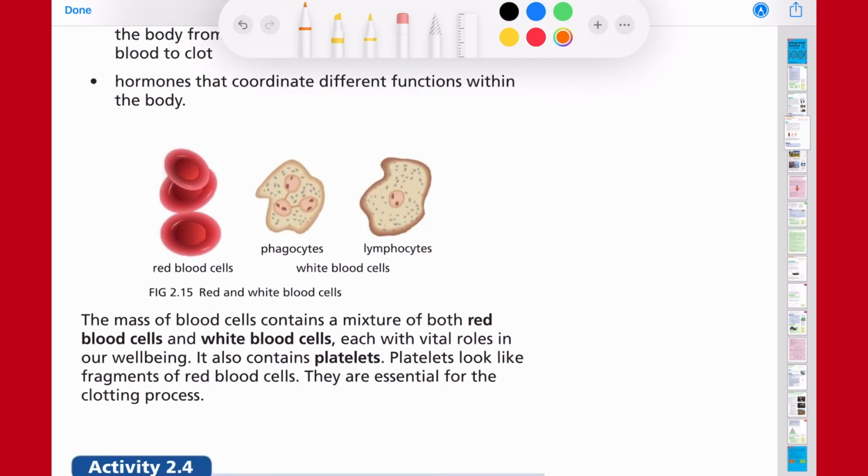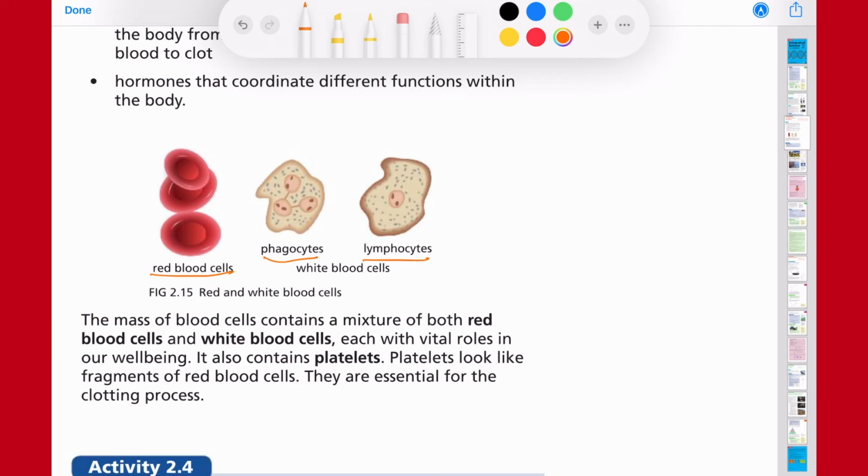The mass of blood cells contains a mixture of both red and white blood cells. So we have different types of white blood cells. There are phagocytes and lymphocytes, and these are the red blood cells, which are disc shaped. So can you see they look like a little disc, a little CD disc, if you all remember what a CD disc looks like, right? Each with vital roles in our well-being.